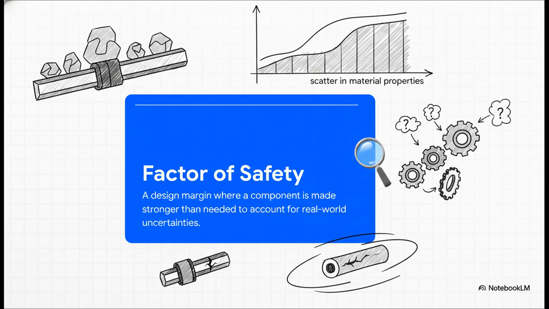It's pretty simple, actually. They do all the math to figure out how strong a part needs to be, and then they make it way stronger. Sometimes 2, 3, or even 10 times stronger. This big margin is their safety net that accounts for all the uncertainties we've been talking about.